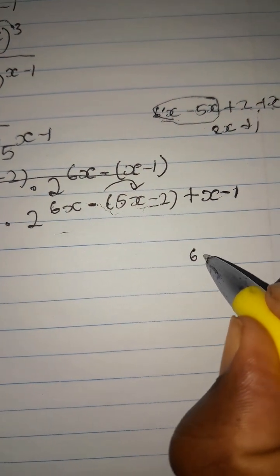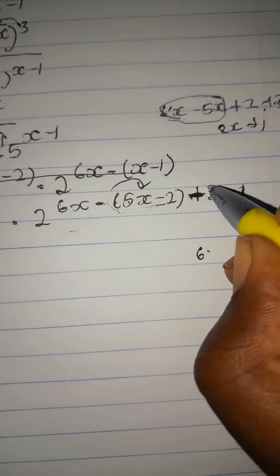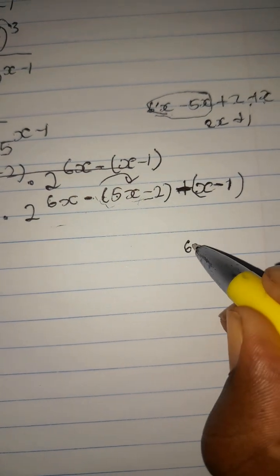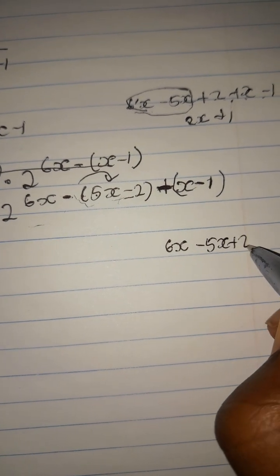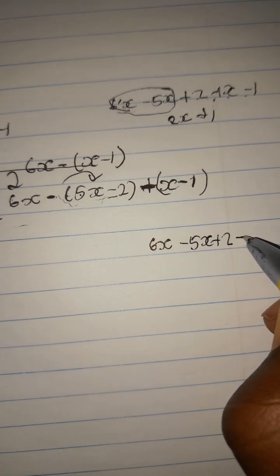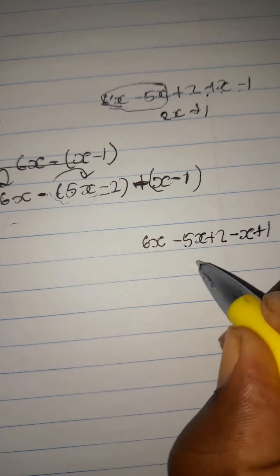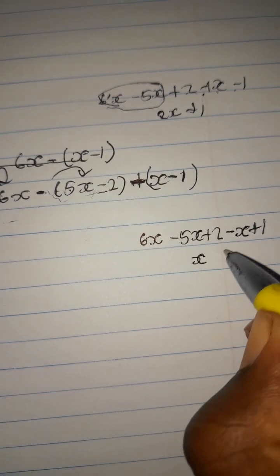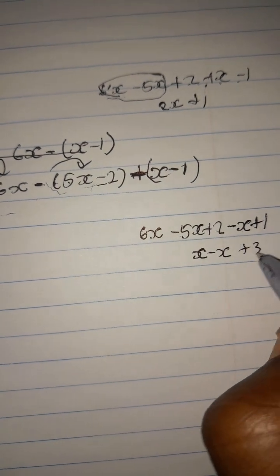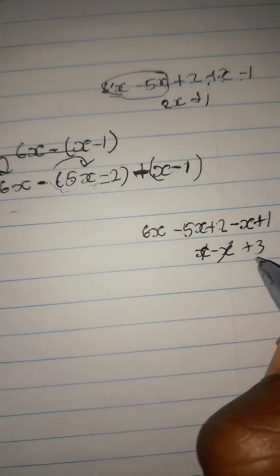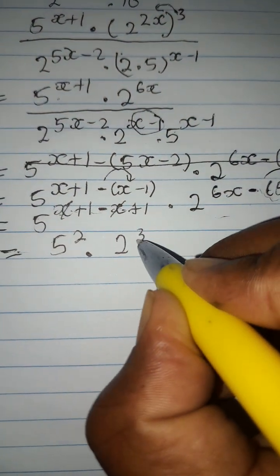So if I have to do it aside here, as well here, I was supposed to subtract. So I'm going to have 6x minus 5x plus 2 minus x plus 1. So what is 6 minus 5? That will be x. The like terms is x minus x. Then we have 2 plus 1, which is 3. So x minus x, that will be 0. So we are left with 3. So in this case, we are having 2 to the power of 3.